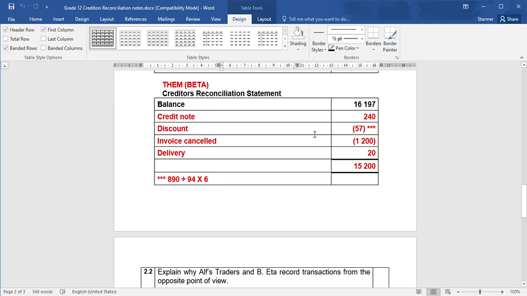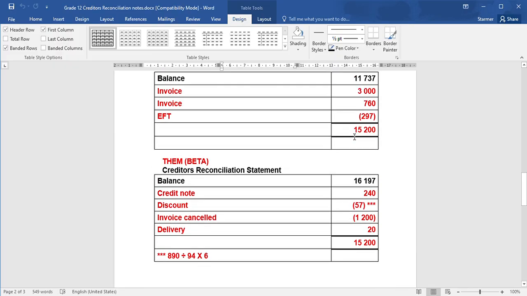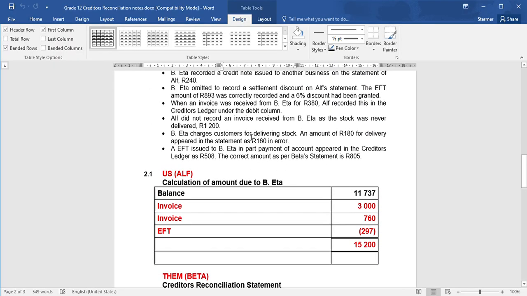And they forgot to give us that discount there, so therefore you're going to have to decrease the amount owed. Sometimes in some of the answers they put a minus sign there. I prefer to use brackets, but you just need to be guided by what the question actually says you must do. Okay, so we decrease what we owe to Beta because that discount must deduct from what we actually owe in total. Then ALF did not record an invoice received from Beta as the stock was never delivered.